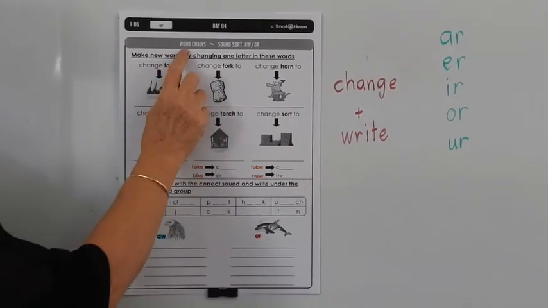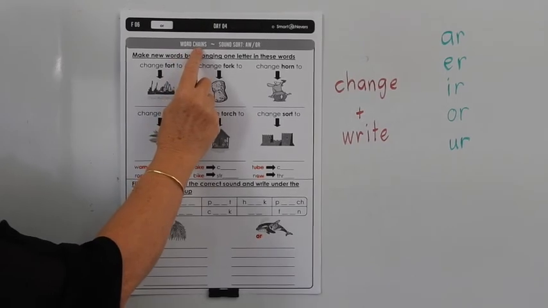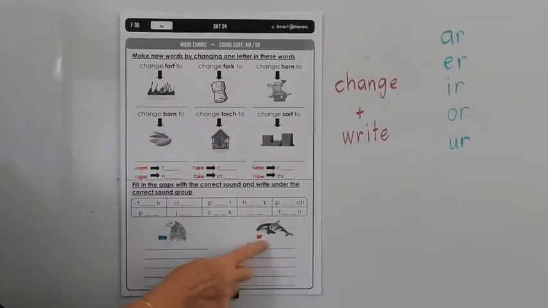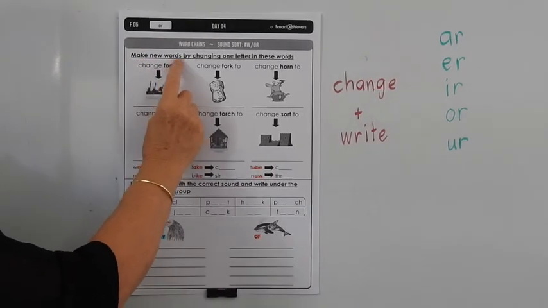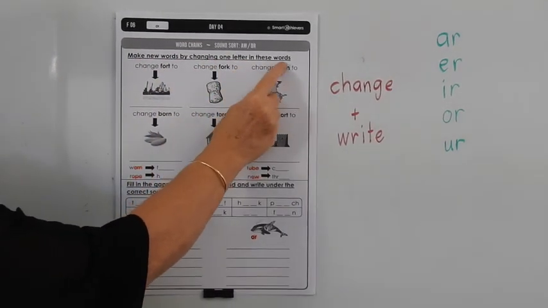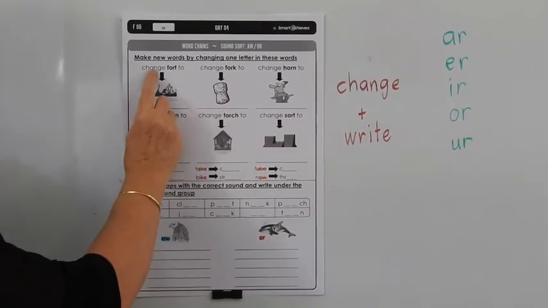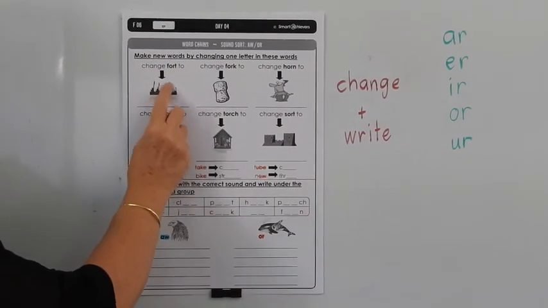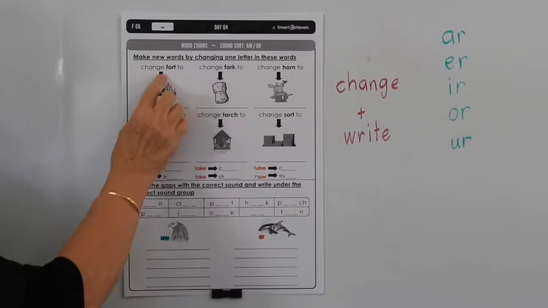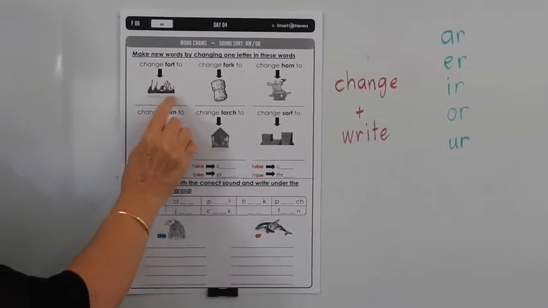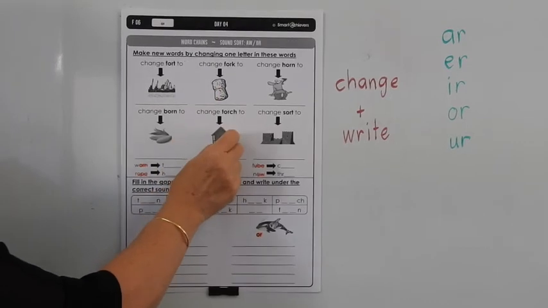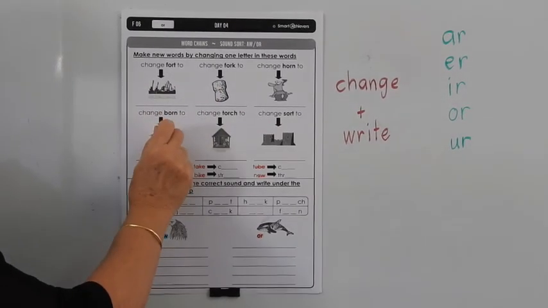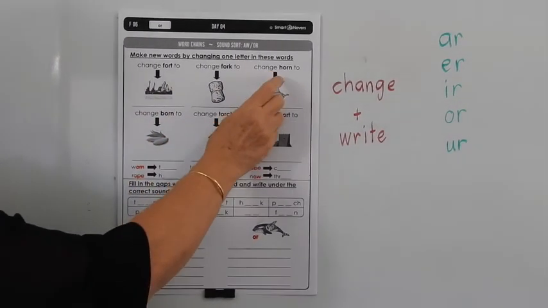Okay, so what we're going to do over here, we've got some word chains, and you've got a sound sort down the bottom here. So let's see what we have to do at the top. Make new words by changing one letter in these words. So if you change fort to, and the picture will give you the hint, change fort to port. Change fork to cork. That's a cork that you put in a bottle. A port is where the ships pull in to a port.